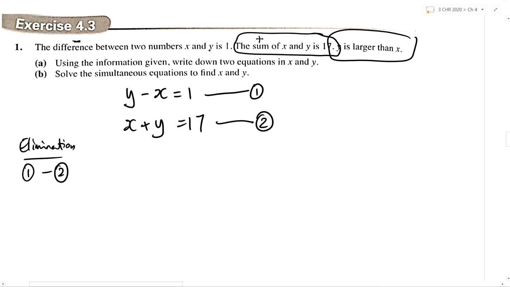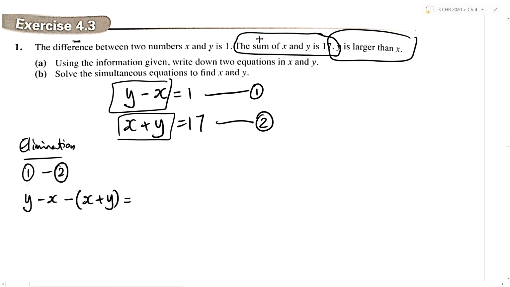Okay, so since I already wrote down 1 minus 2, I will continue with that. So Y minus X, this is from equation number 1 minus equation number 2. Equation number 2, I've got X plus Y. So right now your equal sign, still working on equation number 1 over here, minus equation number 2, minus 17. Expand it out, Y minus X. Since there is a negative in front of the bracket, when I remove the bracket, all the signs will flip. All of them will change. Positive X becomes negative X. Positive Y becomes negative Y.